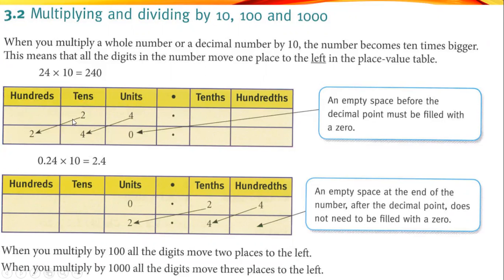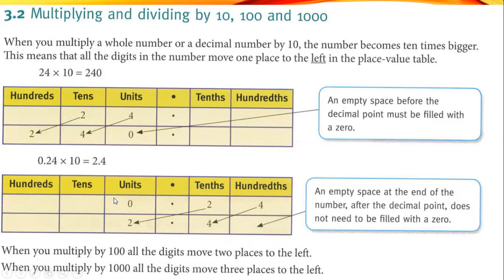Now the place of 2 is tens. When you multiply by 10, its position changes, so it moves toward hundreds. The place of 4 is units, so it moves toward tens, and the 0 comes at the unit place. It is the same with decimals like 0.24. Multiply by 10: the place of 2 is tenths, so it moves to units, and 4, which was hundredths, moves forward toward tenths. Remember this, whenever you multiply, every digit moves forward.